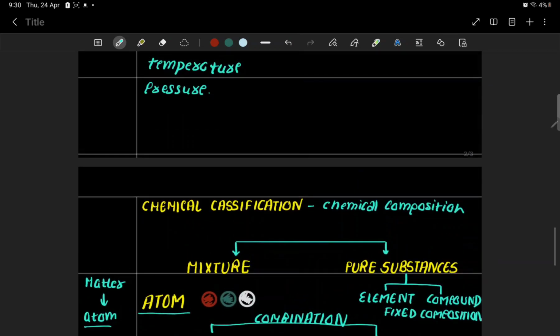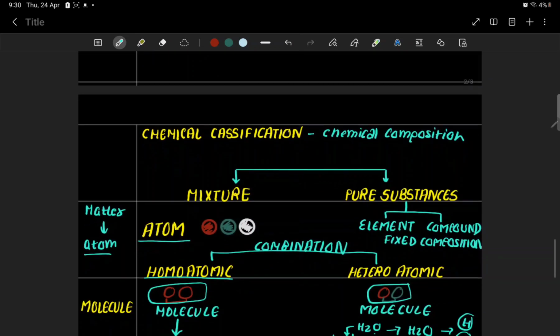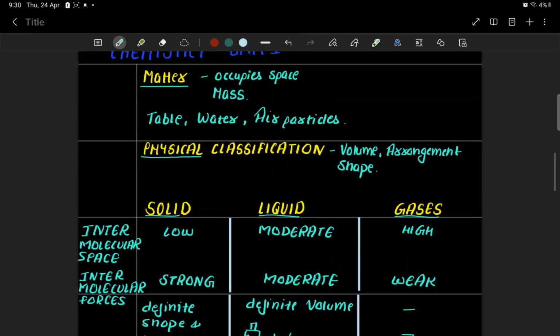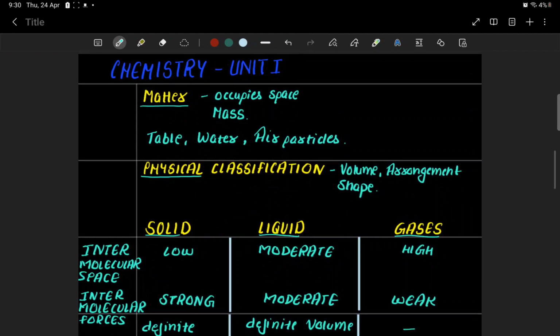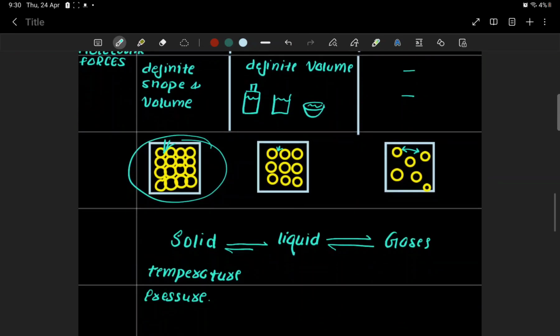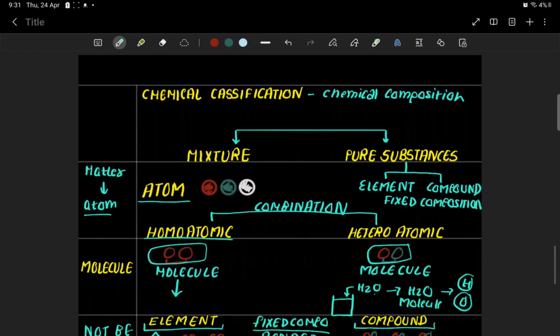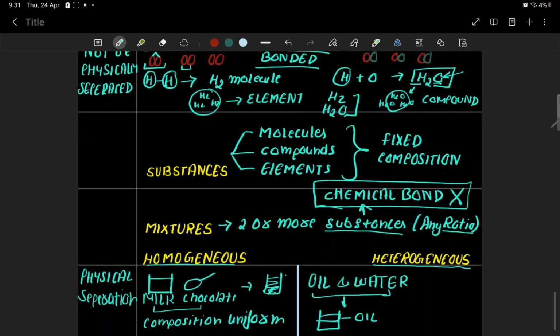So with this you understand the classification of matter. Physical classification, we have solid, liquid, gases. In chemical classification, we have mixture and pure substances. Pure substances are divided in elements and compounds. Mixtures, we have homogeneous mixtures and heterogeneous mixtures.